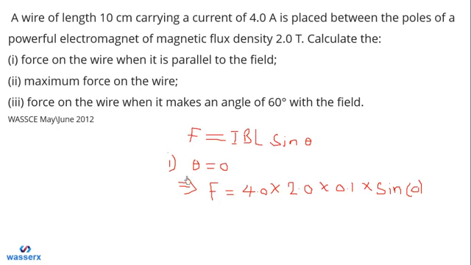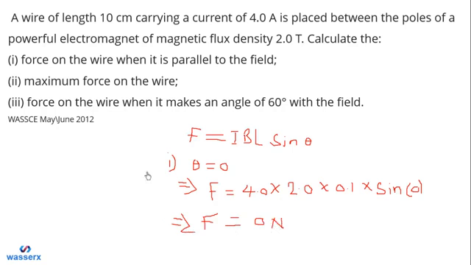Now we know sine 0 is 0, and when we multiply everything by 0 here, we can simplify further to obtain 4 times 2 times 0.1 times 0, which will give us 0 newtons.